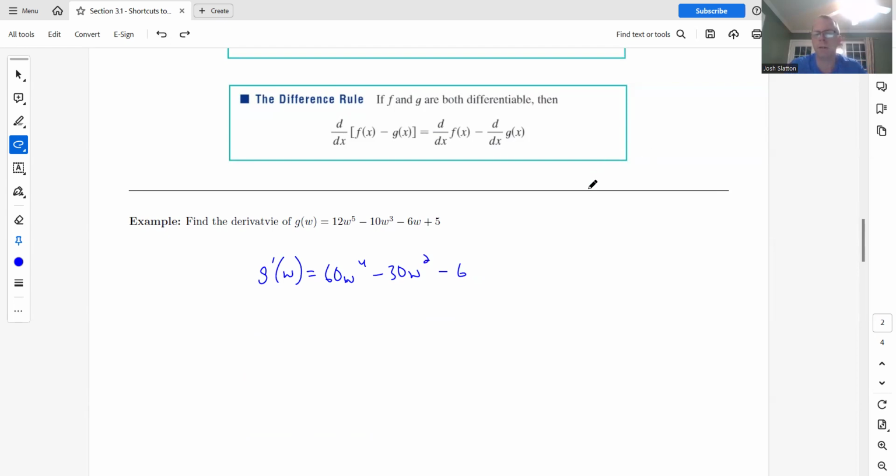For the simple case, if we just graph y equals 5, that is a horizontal line. The slope of a horizontal line is 0. So the slope of a constant will always be 0. All right. So that makes those pretty easy.